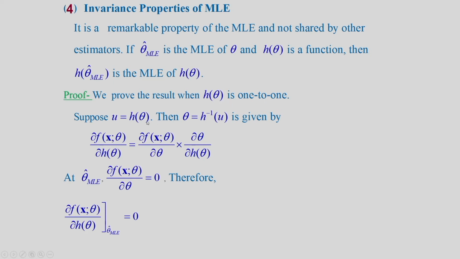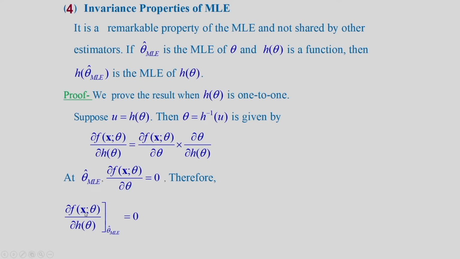This is a simple case. Suppose u is equal to h(theta), then theta is equal to h inverse of u, because 1 to 1 it is invertible. Now, del f del h(theta) will be equal to del f del theta multiplied by del theta del h(theta). Now, this quantity exists and this is an invertible function. So, we can find this. At theta hat MLE, this quantity del f del theta will be equal to 0, and this is usually non-zero.